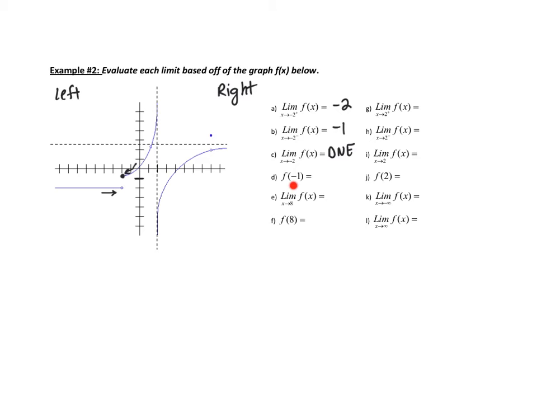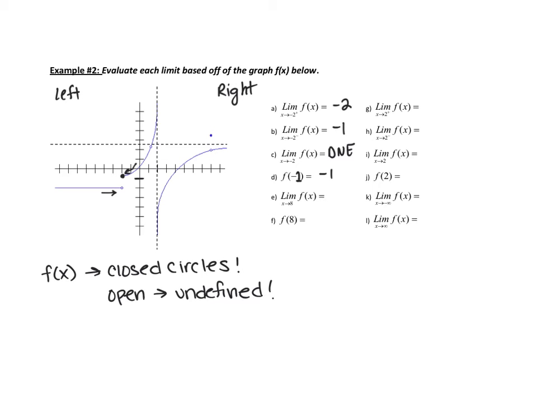Can I find the value of f of -2? This is a typo, this should say f of -2. Can I find the y value? Absolutely. So here's -2, the x value. So I look for the closed circle, which is right here. So that y value is -1. So remember, f of x, we're looking for closed circles. If it's not a closed circle and it's open, then we would say undefined. Okay, when I'm asking for f of something, all right?